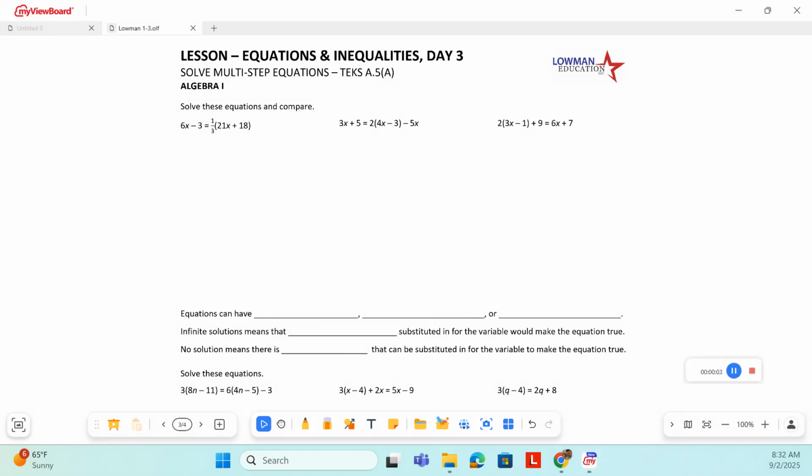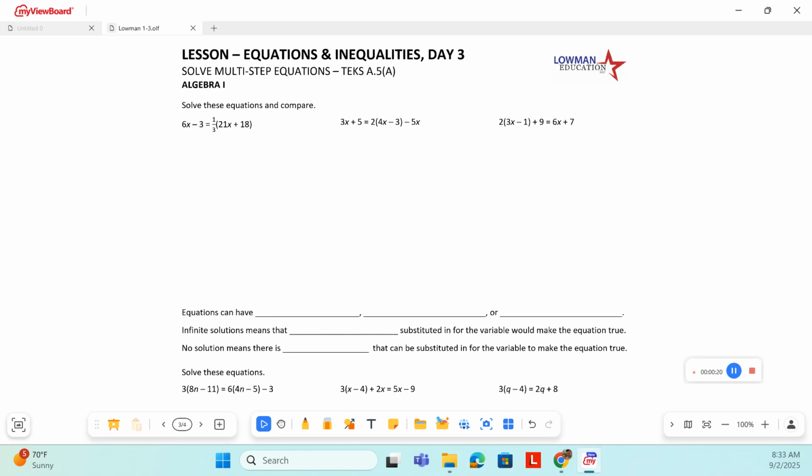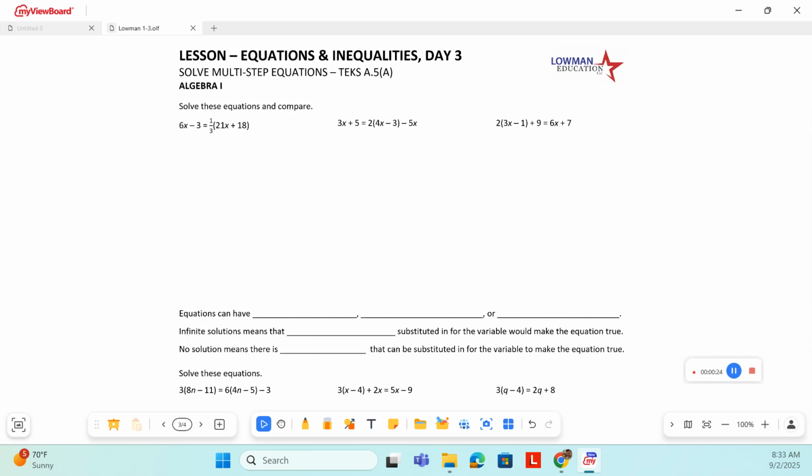Okay, we are looking at solving multi-step equations, and this is where some special cases are going to take place. And so let's just start by working out a few of these problems. So first, I've got one that has some distribution that needs to take place.